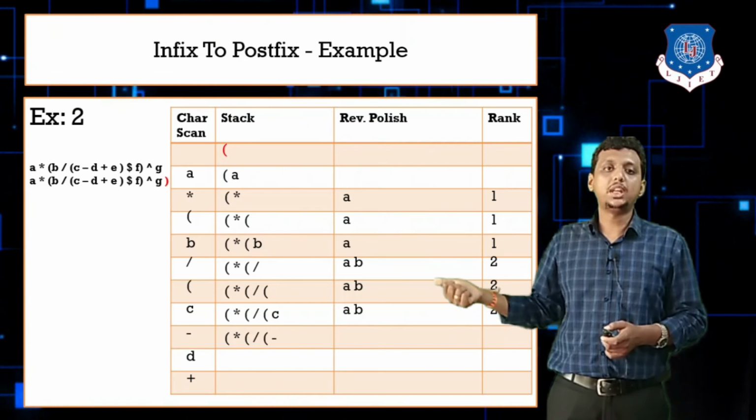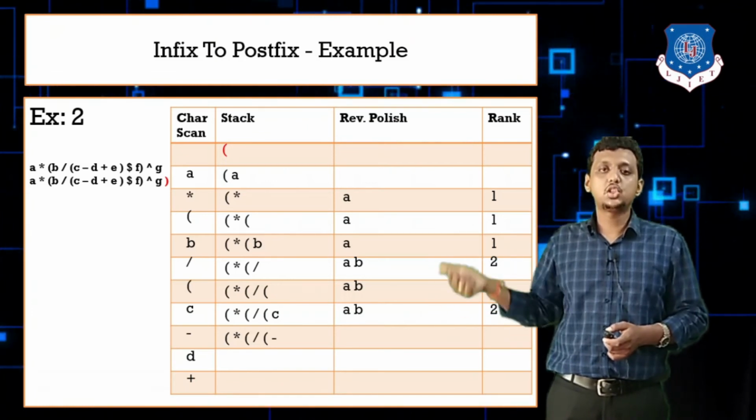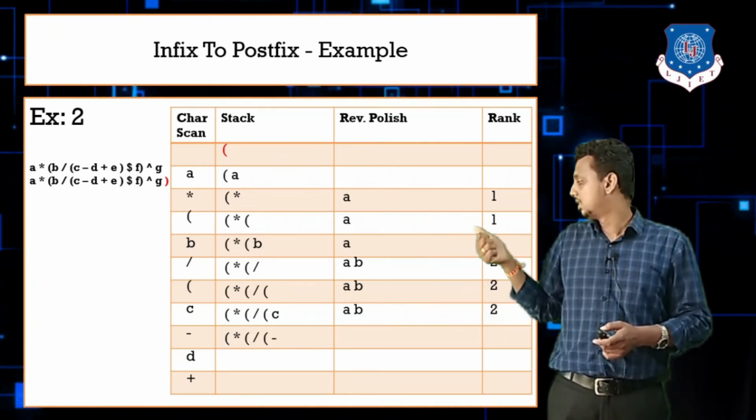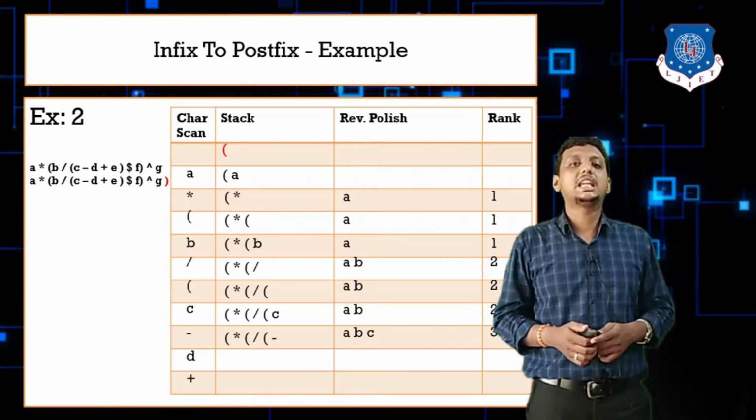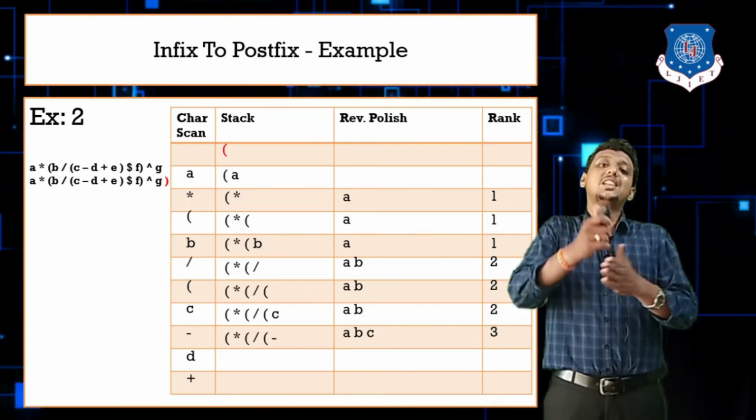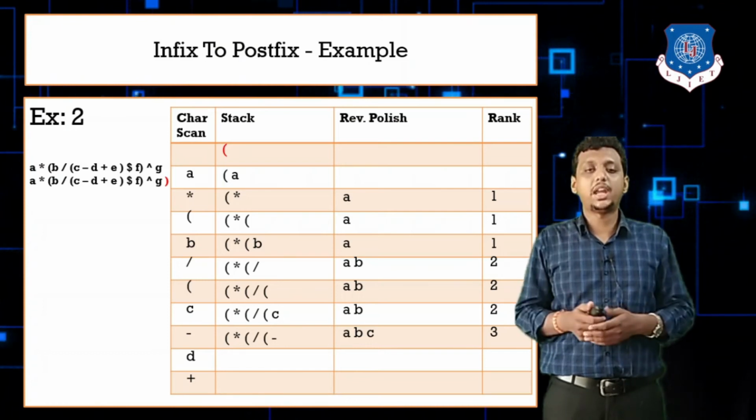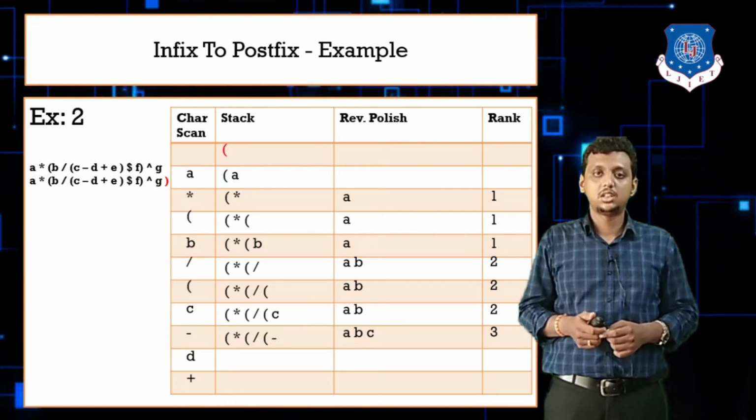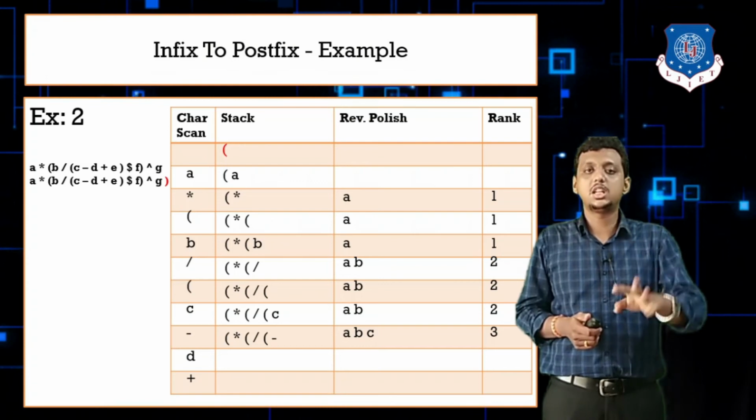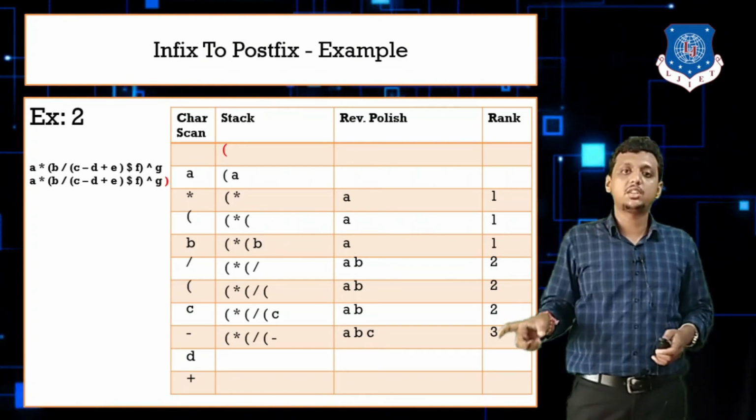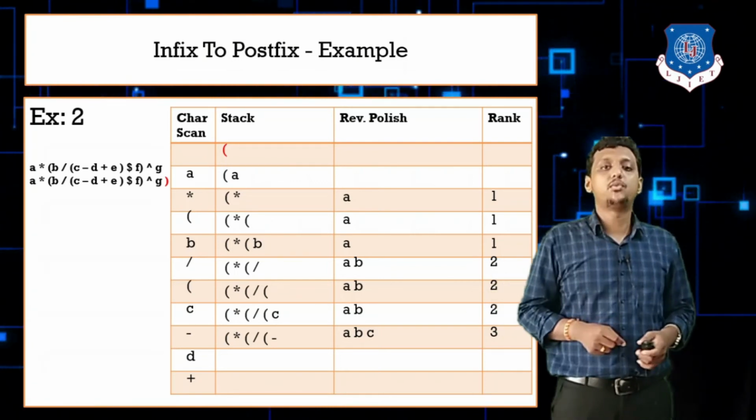So it becomes opening star, opening division, opening minus. Then A, B, C, rank is 3. So rank is increasing, it's fine. It should not be less than 1. If it is 1, 2, 3, 4, it's fine. But after the end of the equation, end of the answer, you must have 1 rank.